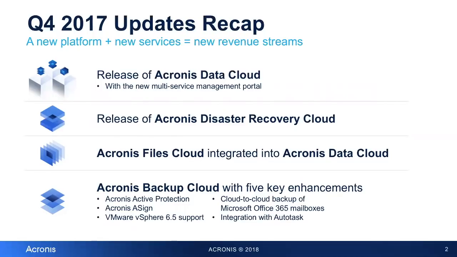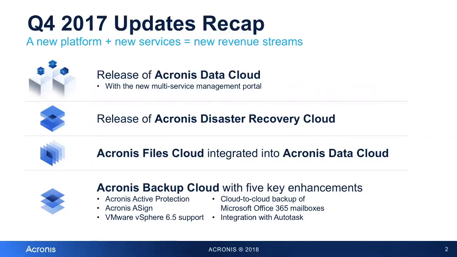First, a little bit of a recap on what we did last quarter in 2017. As you recall, we released what is now called the Acronis Data Cloud. It's important nomenclature to note that the entire system here is now called the Acronis Data Cloud. So this is Acronis Data Cloud 7.7. And we added to that some additional services that you did not have before.